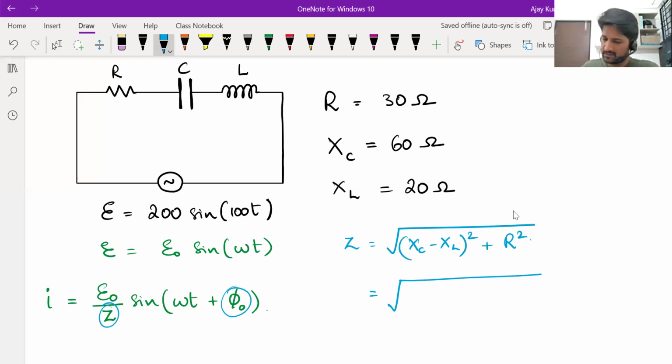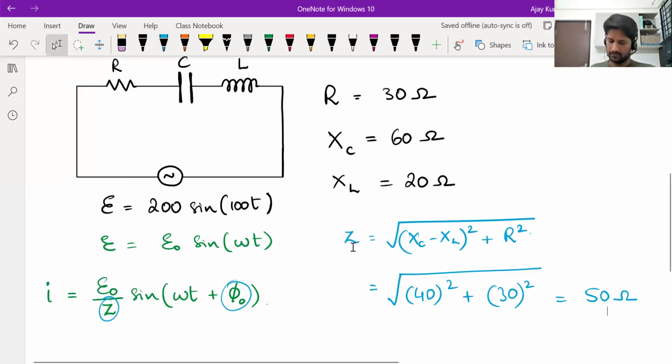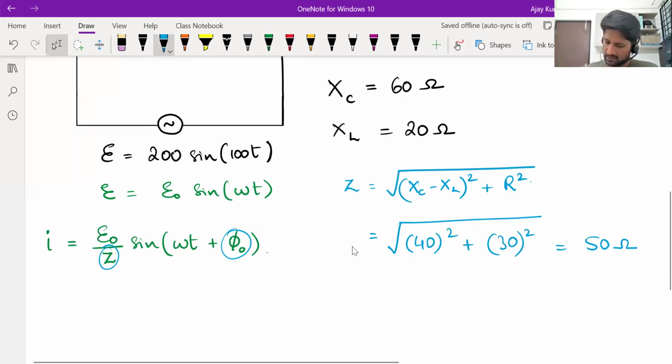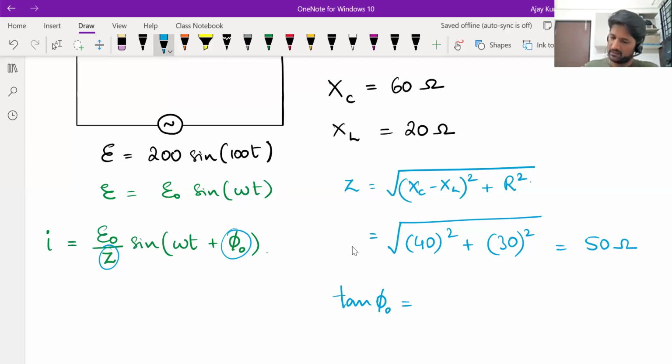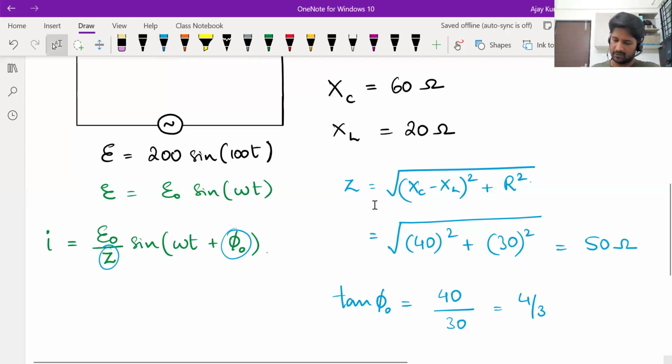So if you substitute all that, XC minus XL, 60 minus 20 is 40, squared, plus R, which is 30, squared. Root of 40 square plus 30 square is 50 ohms. That's the total impedance of this circuit. So we got the Z value, and then to calculate the phase constant phi naught, you can use the formula tan phi naught is equal to XC minus XL divided by R. Here XC minus XL is 60 minus 20, which is 40, divided by R, which is 30. So tan phi naught is 4 by 3. So you can say phi naught is 53 degrees, or simply write tan inverse 4 by 3. That way we get the current function based on the EMF function.